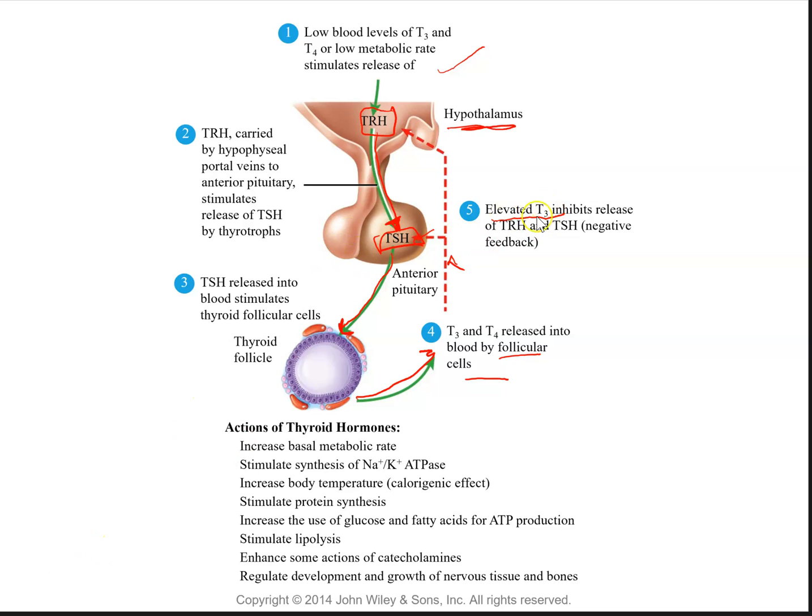So T3, triiodothyronine, is secreted in lesser amounts in the blood, whereas T4 is secreted in a larger amount. However, the T3 form is more potent than the T4 form.